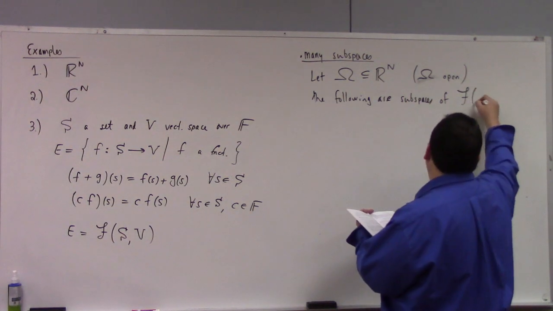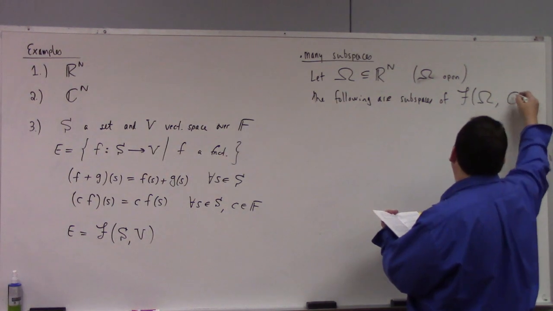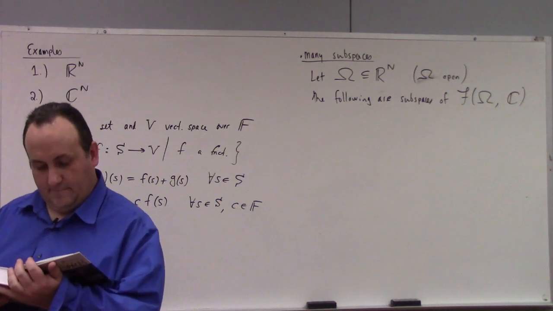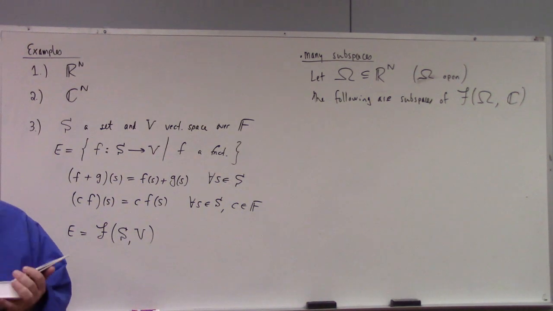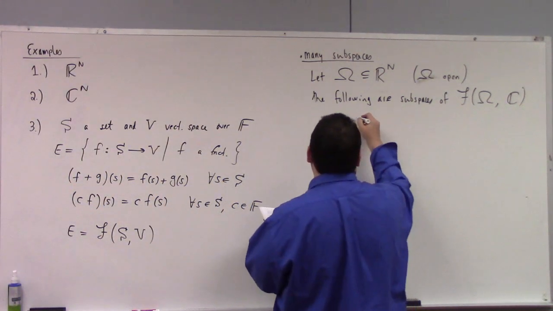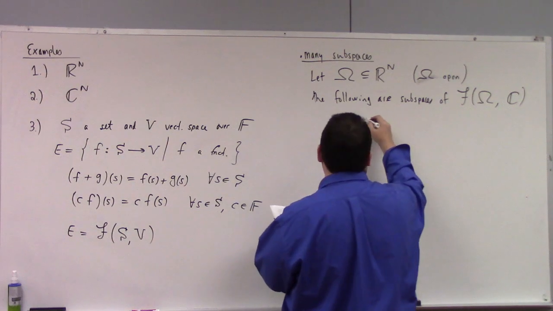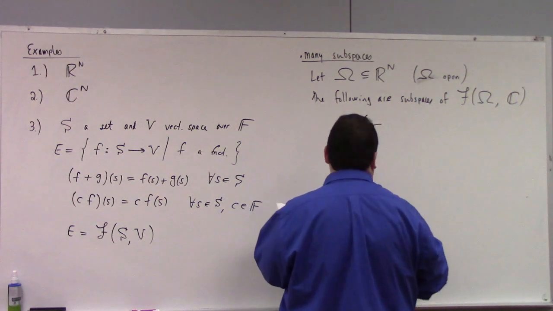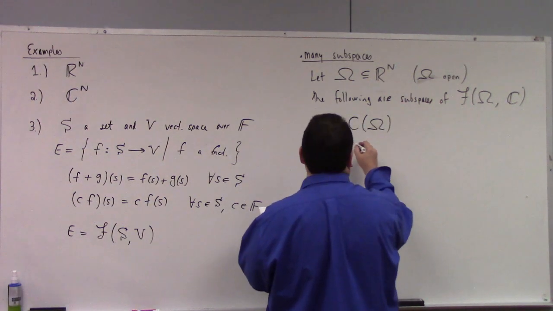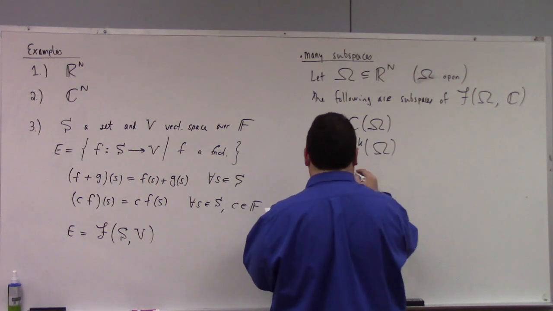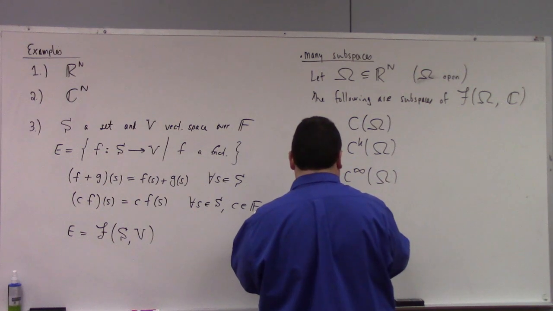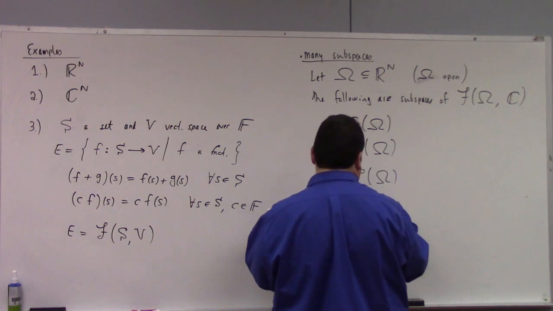of the function space from omega into the complex numbers, right? So I would think of these as real vector spaces, I suppose, but you could go either way. So C omega. I have trouble with the omega today. C omega, C k omega, C infinity omega, and P omega. What are these guys?